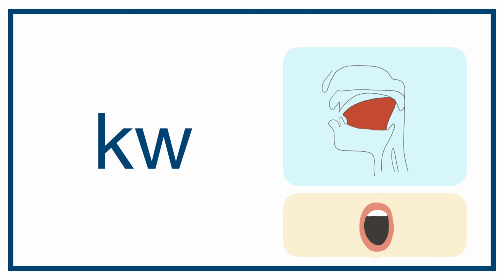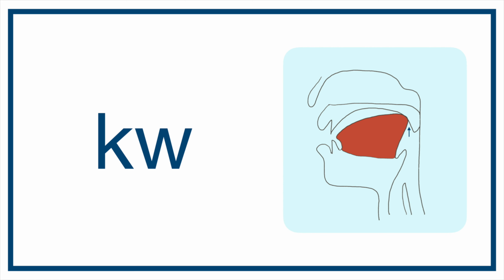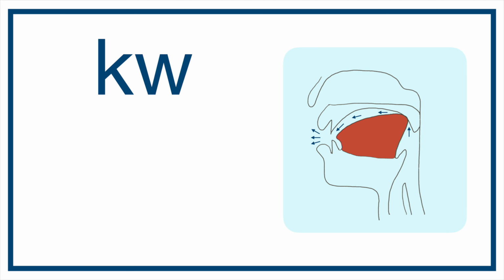Kw needs to be pronounced with a stronger airflow. Again, round your lips and raise the back of your tongue. Use the back of your tongue to block the air. Then pull your lips to the side and release the air. Kw, kw, kwa, kwa. Let's do some practice.